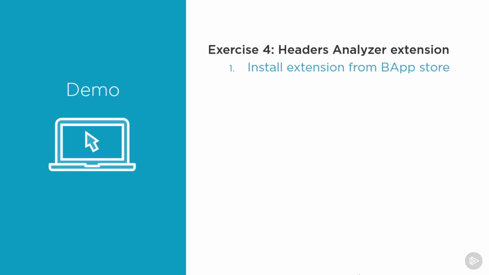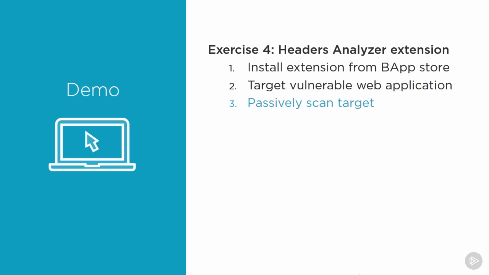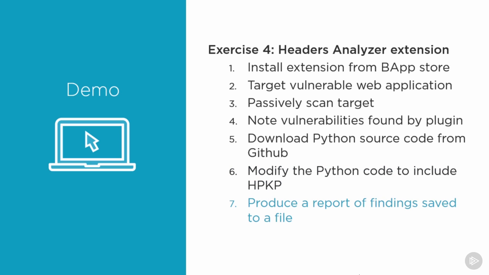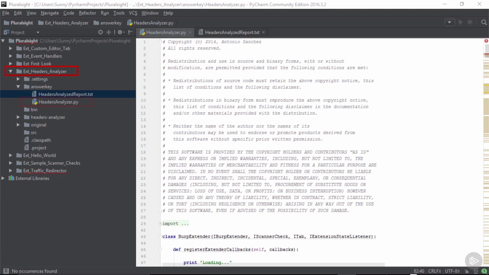If you would like to see the original code and how it works, you can install that extension from the BApp store. You can target a vulnerable web application that you're authorized to assess, passively scan that target, and note the vulnerabilities found on the plugin. Then you should download the Python source code from the GitHub page that I noted. Modify that Python code to now include an HPKP header check and produce a report of the findings and save that to a file. This is the answer key for the Headers Analyzer Python exercise.